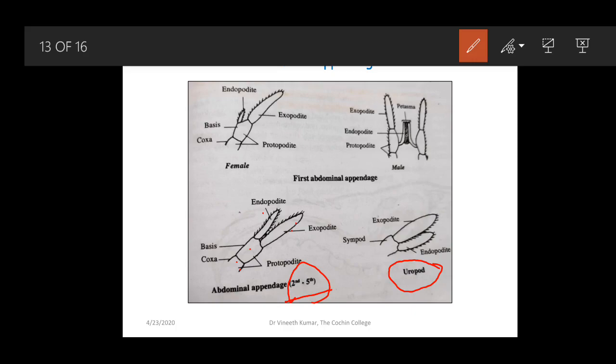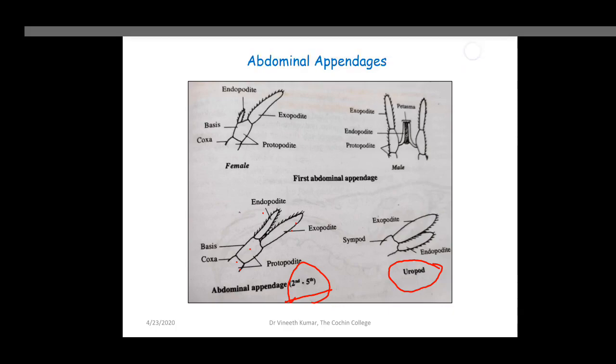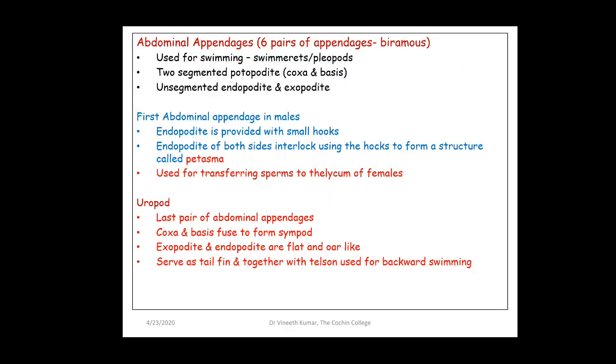So 2 to 5 are the typical appendages. These appendages of the abdomen are used for swimming, and they are also called pleopods. They are swimming appendages. There are 6 pairs of abdominal appendages, and all are biramous, used for swimming, with a 2-segmented protopodite and an unsegmented endopodite and exopodite.